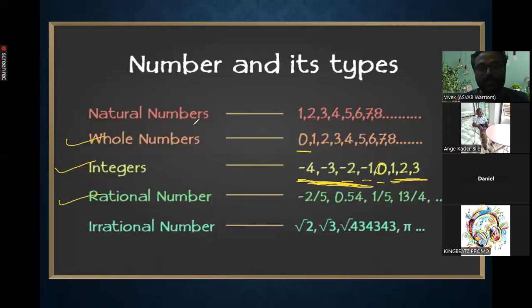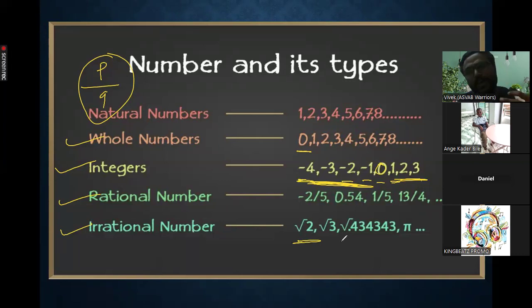Rational numbers: any number that you can write in the form p by q. If you can write a number in the form of a fraction, it is a rational number. Irrational numbers are, for example, root of 2 or root of 3, which are not perfect squares, or the cube root of a non-perfect cube. The decimal goes on continuously, so that is an irrational number.